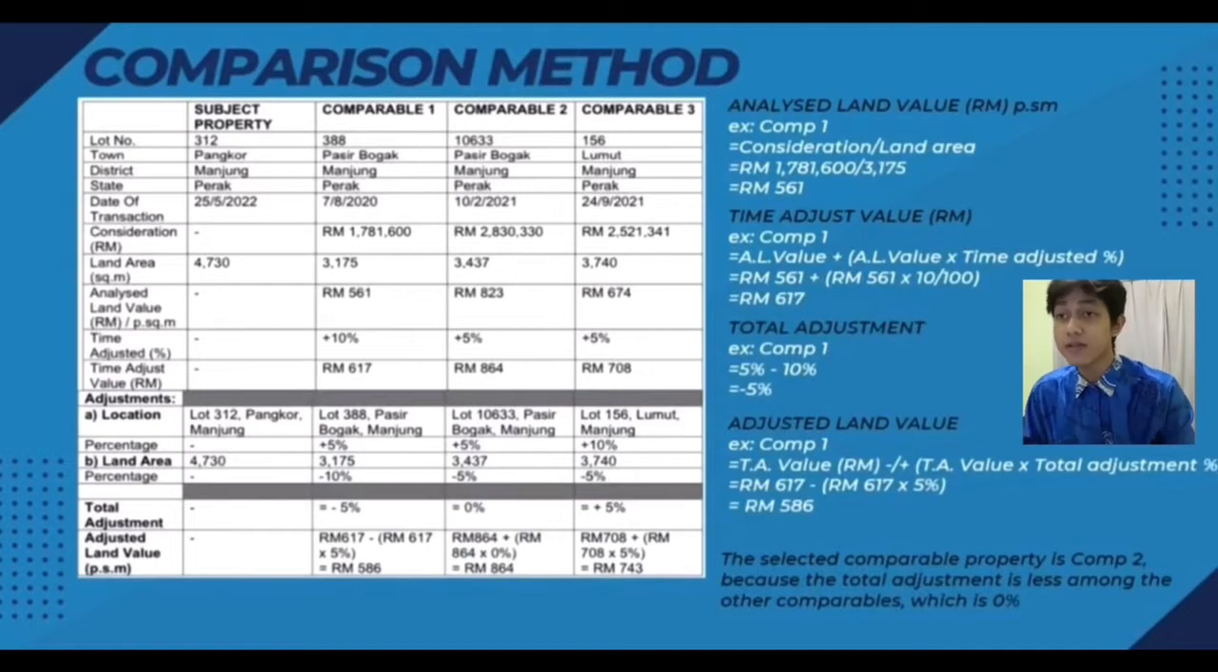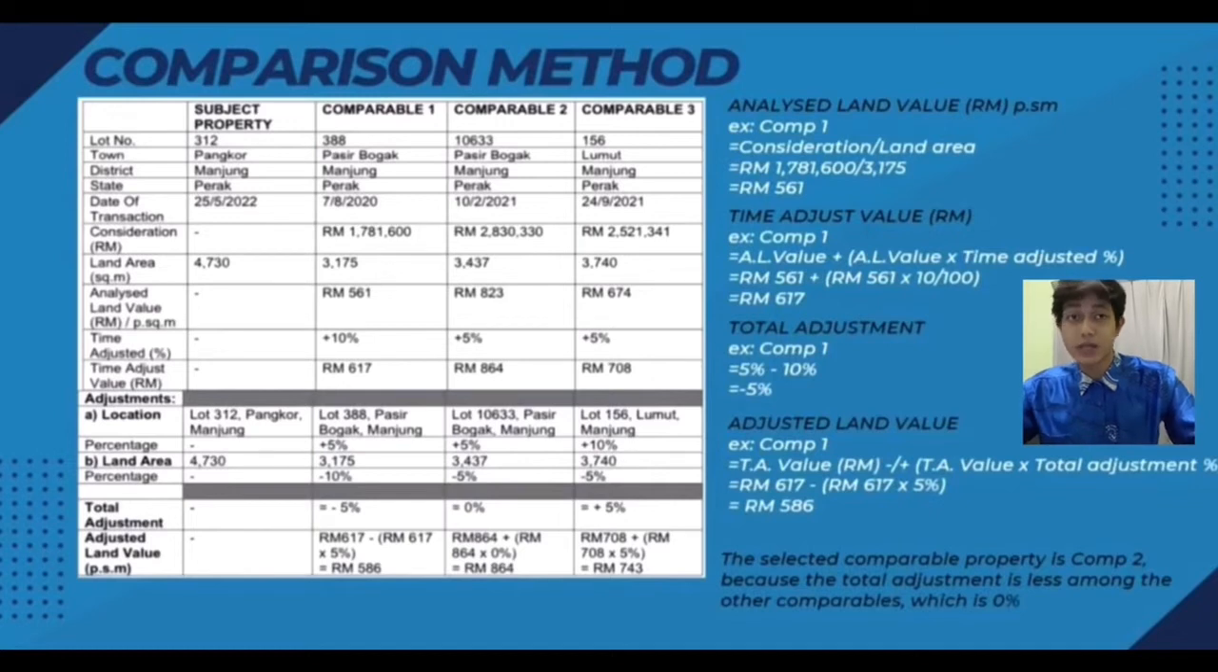Now we will proceed with the calculation for time adjusted value. The formula for time adjusted value is analyzed land value plus analyzed land value multiplied with time adjusted percent. So referring to the table, analyzed land value is 561 from just now, and it will be plus 561 again, and then it will be multiplied with 10 divided by 100. And then we will get the total for time adjusted value for comparable 1 is 617.